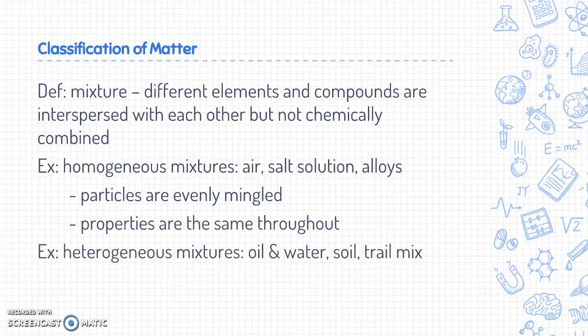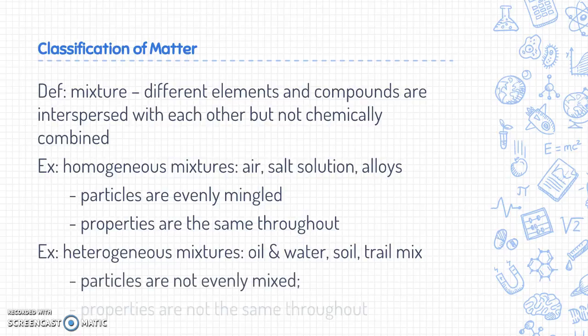Heterogeneous mixtures, on the other hand, are mixtures where they are not evenly mingled, where the properties are not the same throughout. You can find different areas that have different properties. For example, oil and water. We all know oil and water do not mix. They do not mix evenly. That makes it a heterogeneous mixture. Soil, for example, and trail mix are other examples. Those particles are not the same throughout. You would have different properties depending on the sample that you analyzed.